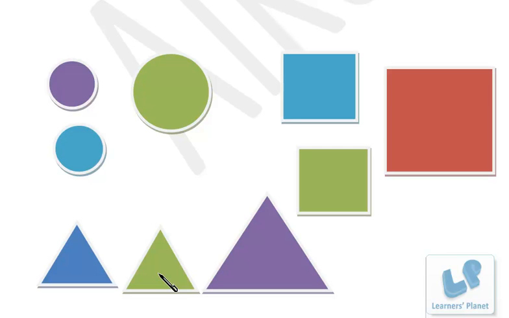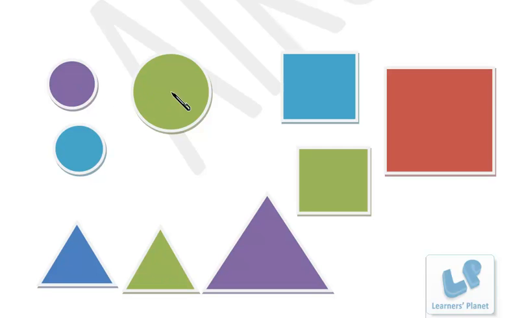Now I introduce here a new term, that is similarity. Now in case of similarity, what happens? The shape is the same but the size is not the same, right? In case of congruency, shape and size both are the same, but in case of similarity, shape is the same but size is not the same, right?